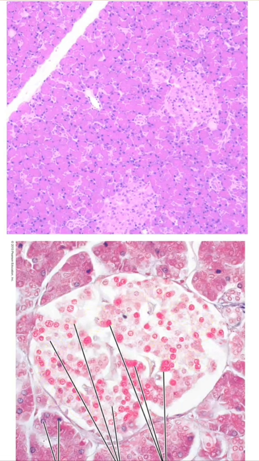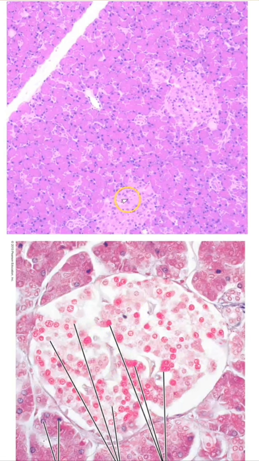secreting different things. You do need to know, for example, the alpha cells secrete glucagon, the beta cells secrete insulin, and then we also have some other cells that we're going to talk about. You do need to know that, but I'm not going to ask you to be able to distinguish the alpha from the beta cells by looking at a histological section.